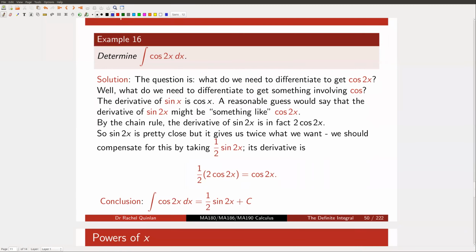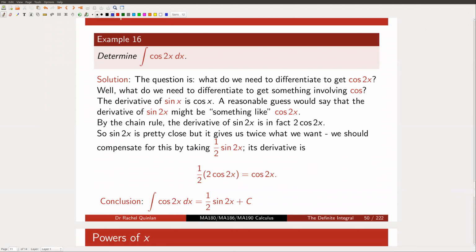Supposing you had the problem of determining the indefinite integral of cosine of 2x. Again, we're asking ourselves, what do I need to differentiate to get cosine of 2x? You have to put yourself back in the world of studying differential calculus, but trying to reverse the rules. We know about derivatives of trigonometric functions. And if we can answer this question, it means that we can calculate areas under the graph of cosine of 2x over specific regions.